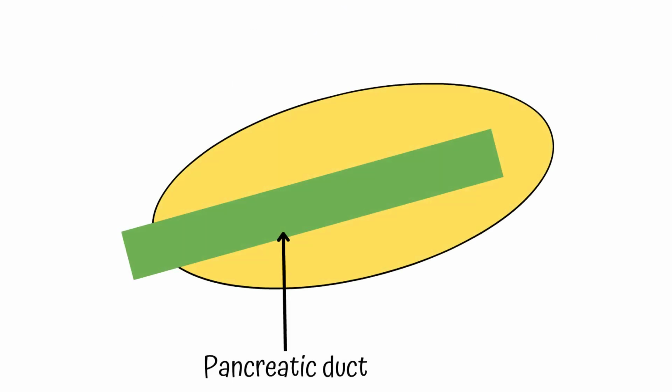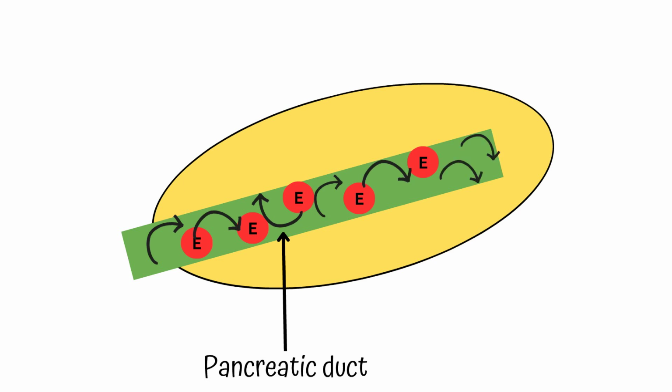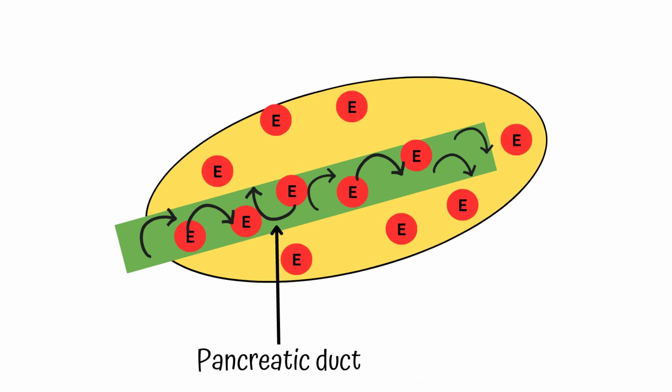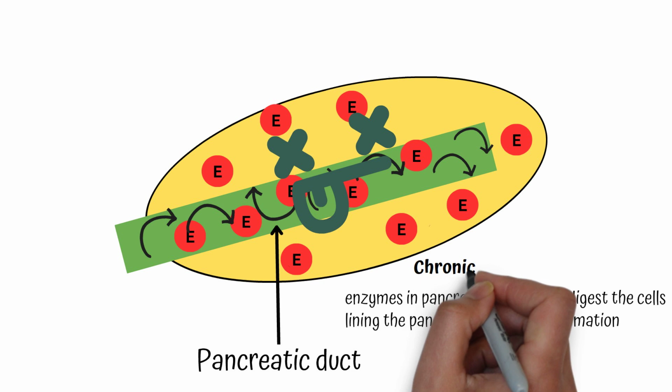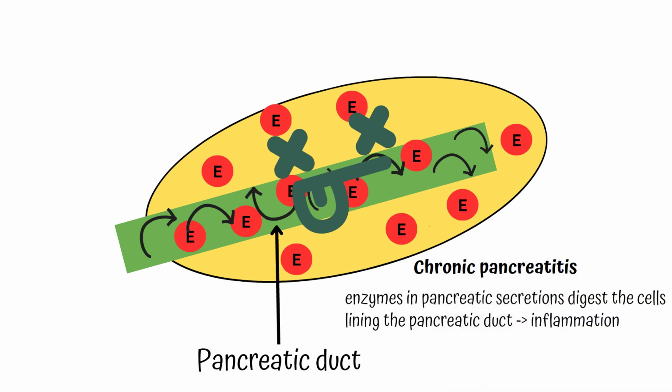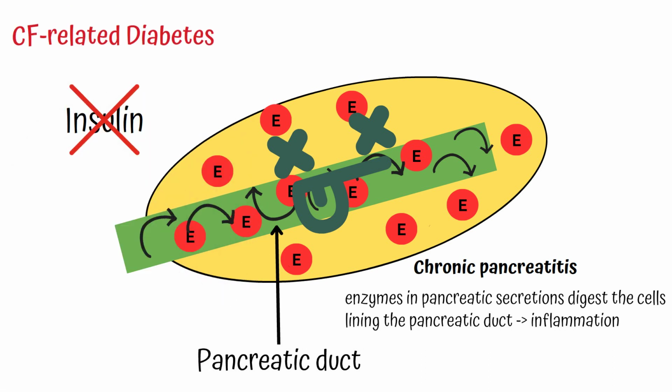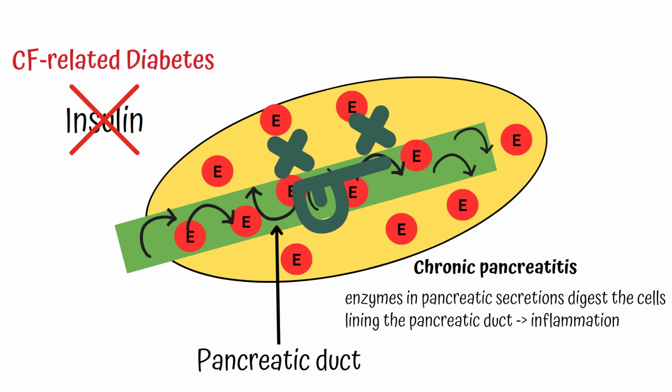Also, thick secretions in the pancreatic duct can cause chronic pancreatitis and diabetes. When pancreatic secretions containing pancreatic enzymes clog the pancreatic duct, these enzymes can get activated and digest the cells lining the duct. This can result in inflammation of the pancreatic tissue. Repeated episodes can trigger a chronic inflammation and lead to chronic pancreatitis in these patients. Chronic pancreatitis can eventually lead to the development of diabetes, as the burnt-out pancreas will no longer be able to make insulin in these patients. This is called cystic fibrosis-related diabetes.